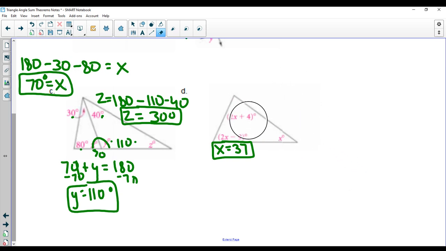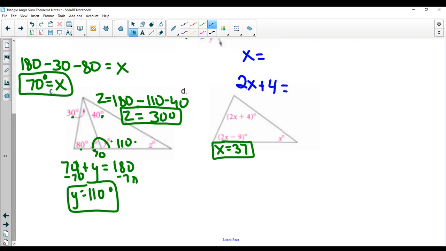Let me get rid of these green dots. There we go. I'm going to do this in blue. So we have to find what x equals, what 2x plus 4 equals, and then what 2x minus 9 equals. Okay? So everywhere there's an x, we're going to put that 37 in.